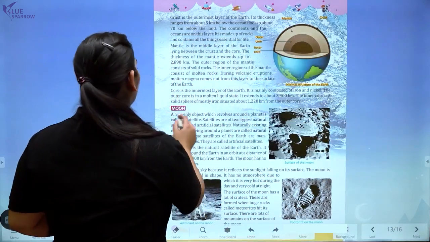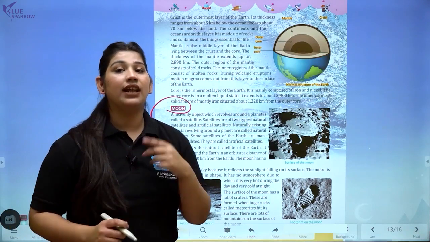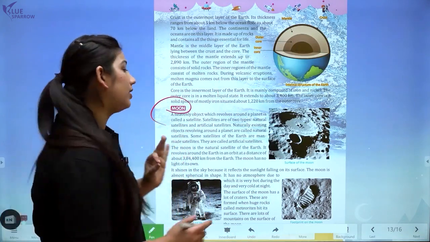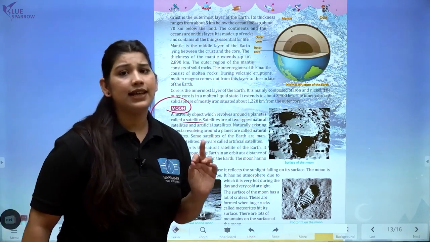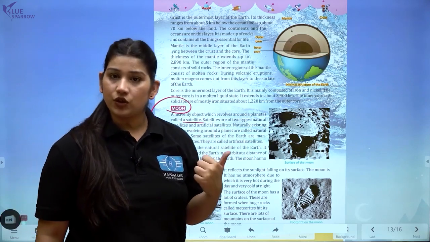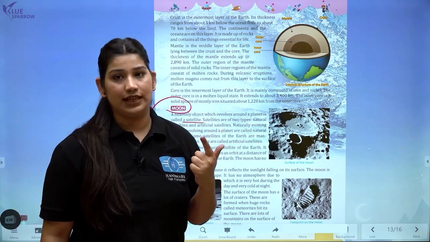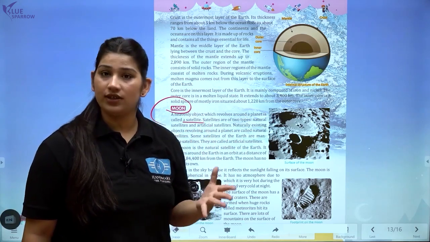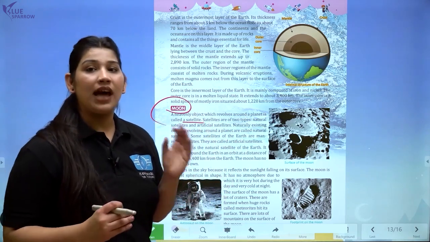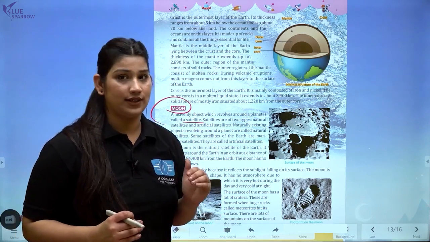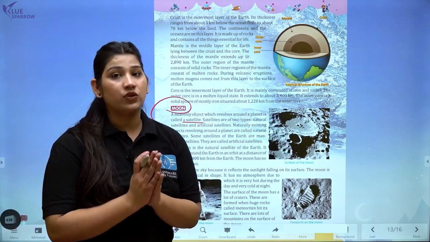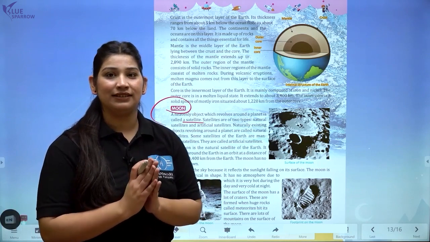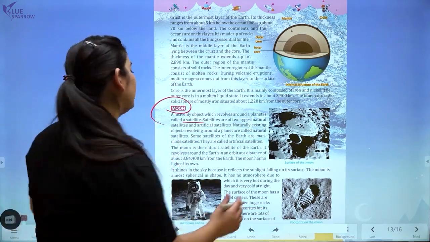Next comes the Moon. A heavenly object that revolves around a planet is called a satellite. Satellites can be of 2 types: natural satellites and artificial satellites. Satellites which naturally exist are called natural satellites. Satellites which are man-made are called artificial satellites. Moon is the natural satellite of planet Earth. Moon revolves around the Earth.